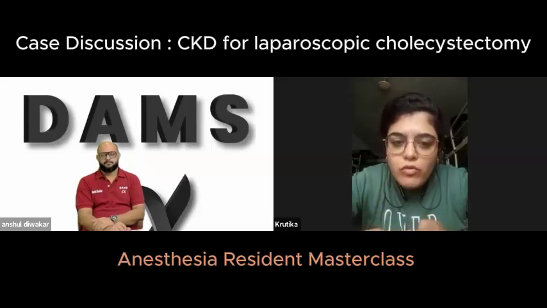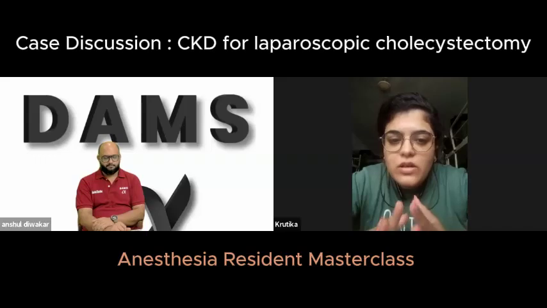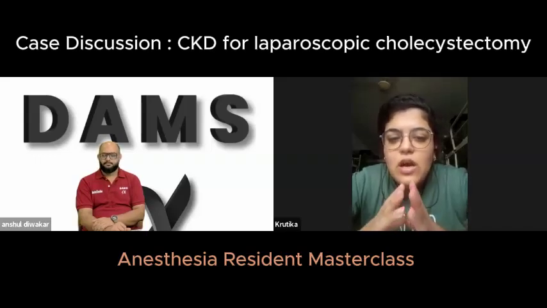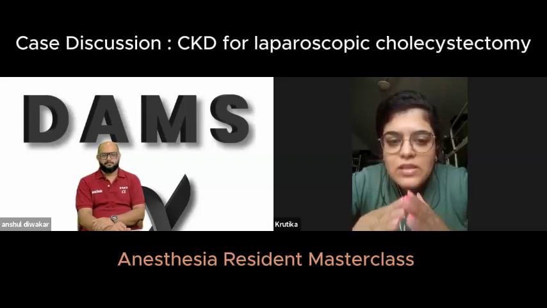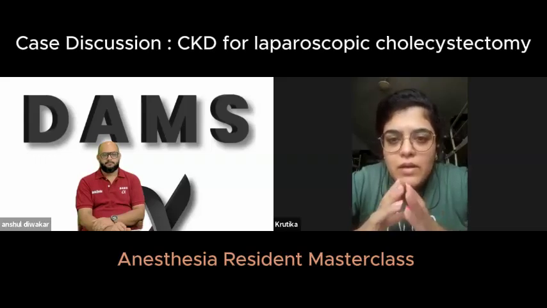There should not be fluid overload, and end organ perfusion should also be maintained. I have to avoid nephrotoxic drugs. I have to maintain the euglycemic status of this patient. Repeated blood gas so that electrolytes are normal, and drug dose alteration, anesthetic drug dose alteration. So these are my pathology related concerns in this patient.